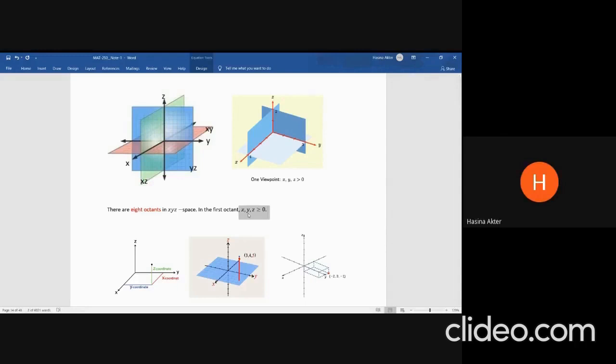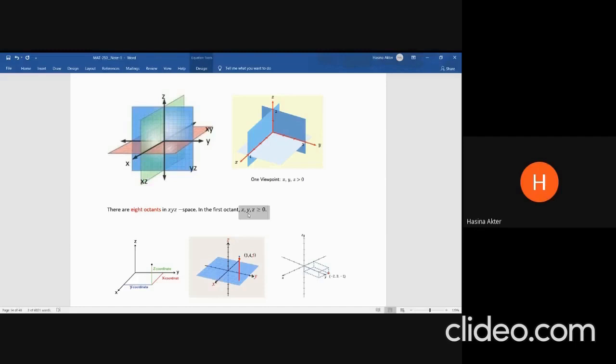xz and xy plane. So if something is on the x-axis, that point is on the xy plane and on the xz plane. That means on the xy plane, the distance from the xy plane is 0. On the xz plane, the distance from the xz plane is 0. Distance from the xz plane means y is 0, and distance from the xy plane means z is 0. That means if you have something on the x-axis, the other two variables have 0 coordinate.